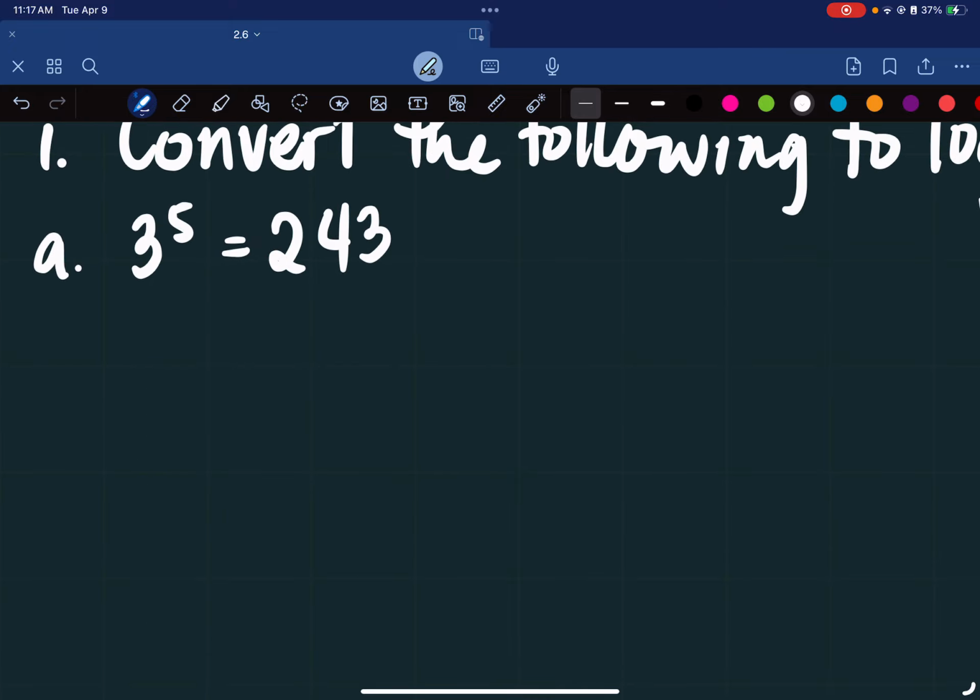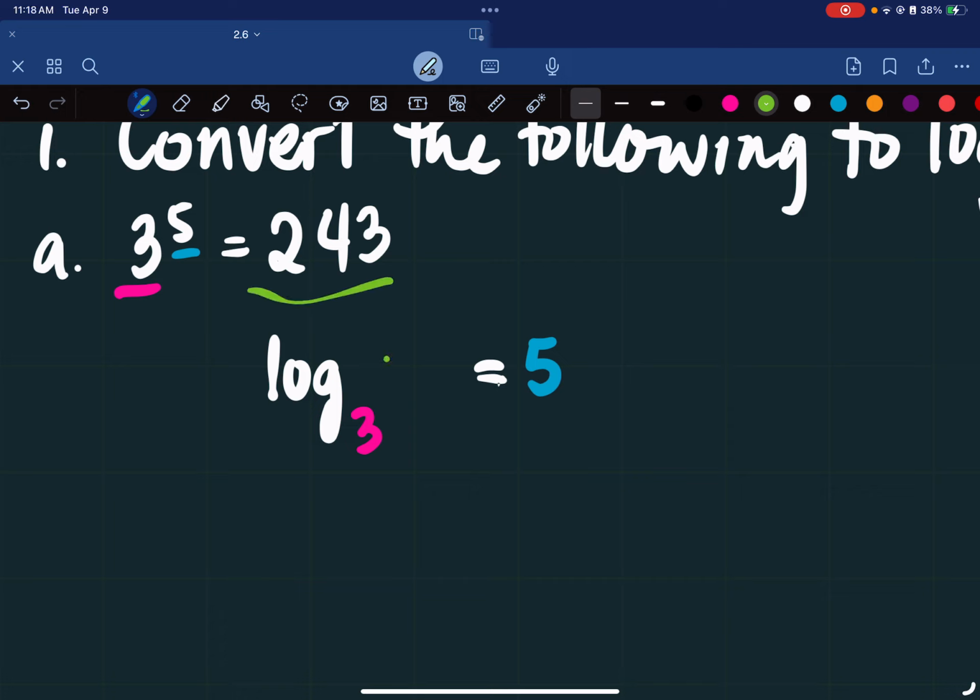For letter A, we have 3 raised to 5 equals 243. Just like what we said before, the base of your exponent becomes the base of the logarithm. The exponent becomes the number at the right hand side. And this number at the right hand side becomes the input of your logarithmic function. So we have here log of 243 base 3 equals 5.